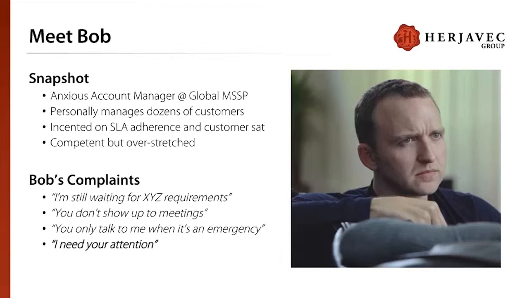He schedules meetings to go over tickets, to go over threat models with Alice and Alice's team, but no one shows up. Alice only wants to talk to Bob when there's an emergency. She doesn't want to talk in what we call the times of peace. It's always the times of war when they're talking. And bottom line, Bob complains that he just doesn't get Alice's attention.